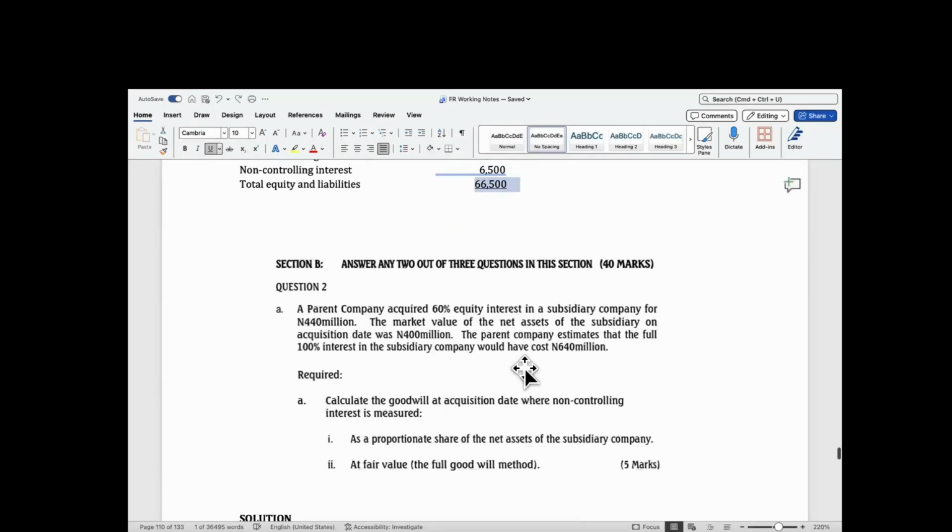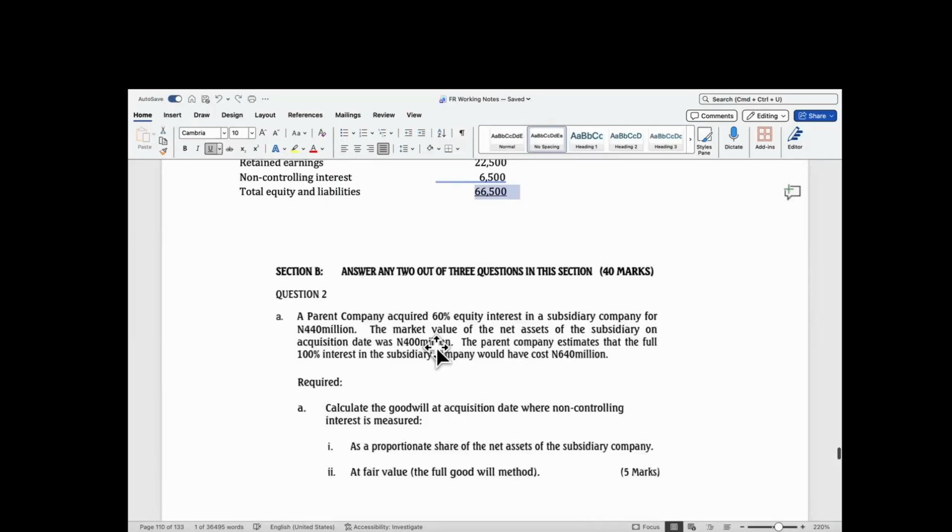Now, there was a diet a few diets ago. I can ask this for 5 marks. They said the parent company acquired 60% equity interest in its subsidiary for 440 million.